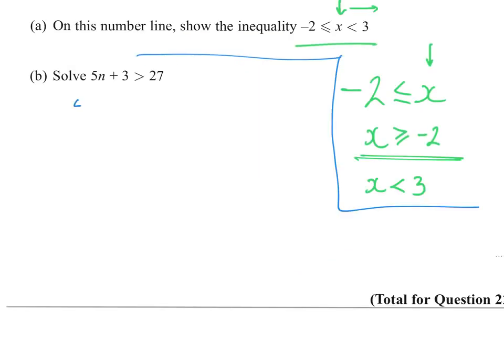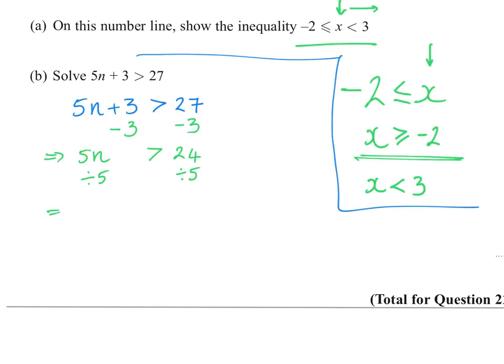Part B of the question says solve 5n plus 3 is greater than 27. Well, let's take away 3 from both sides, which will not change the inequality sign. So we would have 5n is greater than 24. And then we can divide both sides by 5. And 5 is a positive number, so it's not going to change the inequality sign. If we divided both sides by a negative number, it would.